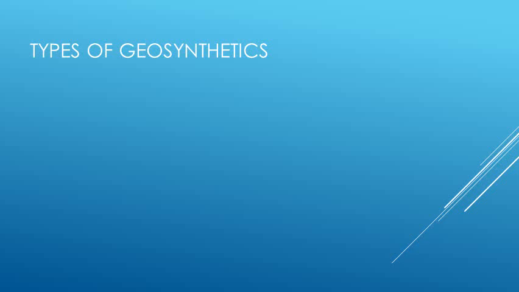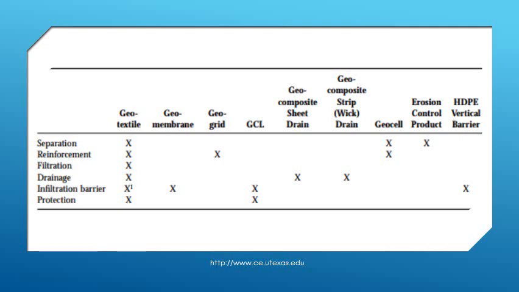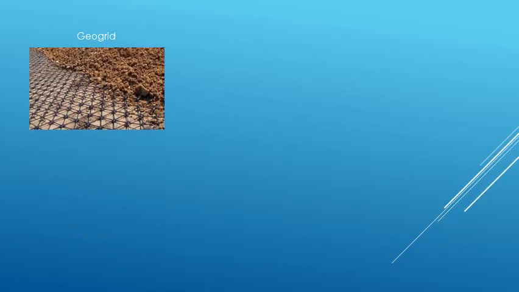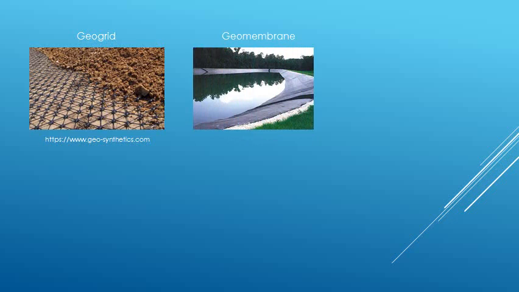There are several forms of geosynthetics, including geotextiles, geomembranes, geogrids, geosynthetic clay liners, geocomposite sheets and strips, and geocells. The applications of these include separation, reinforcement, filtration, drainage, infiltration barriers, and protection. Geogrids are constructed of an array of holes and allow contact between soil particles on either side of the sheet. Geomembranes are impermeable layers that are often used to contain gases and fluids, and are also used for contamination control.